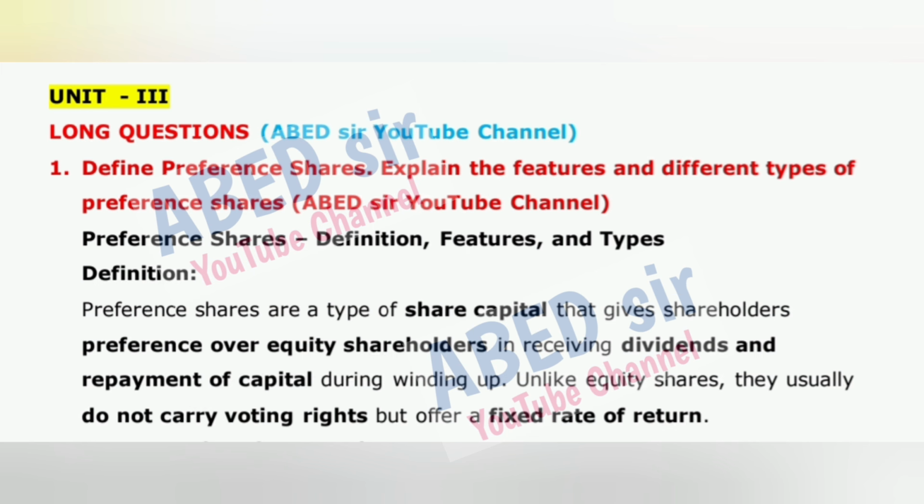Definition. Preference shares are a type of share capital that gives shareholders preference over equity shareholders in receiving dividends and repayment of capital during winding up. Unlike equity shares, they usually do not carry voting rights but offer a fixed rate of return.